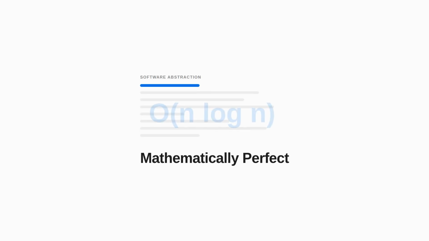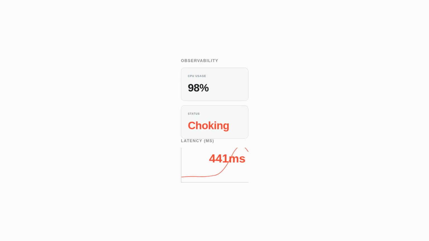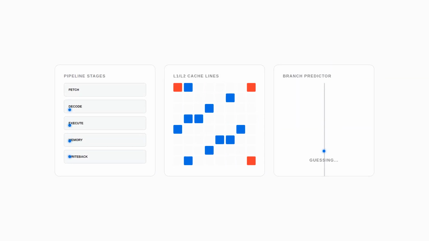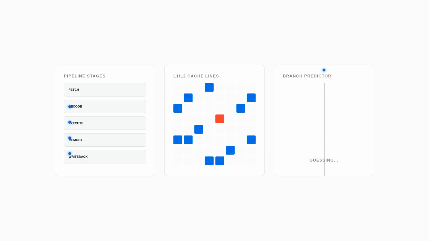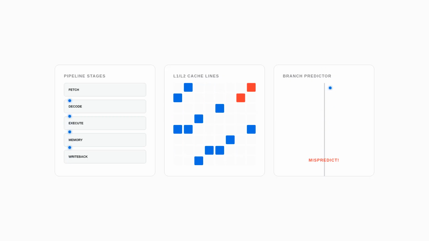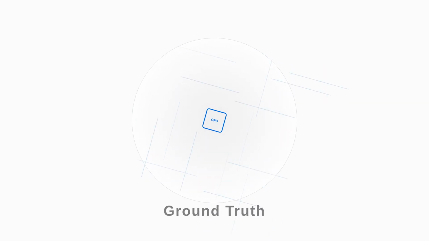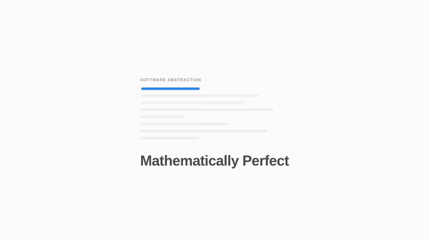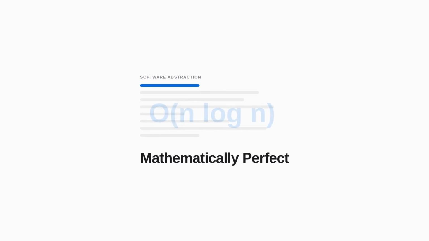You've optimized the algorithm. The big O notation is mathematically perfect. But in the cold reality of the production environment, the server is choking. You look at your standard observability dashboards, but they all return the same vague verdict. Latency is high. This is the wall every serious engineer eventually hits: the limit of high-level intuition.